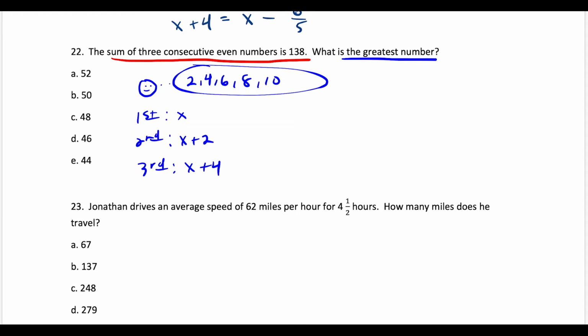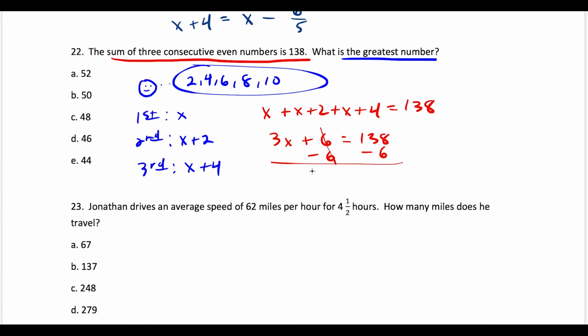So this is the same idea as the question from before, that the sum of these, so we add those together, so we have x plus 2 plus x plus 4 is 138. And now here, if we do x plus x, that's 3x, and then 2 plus 4 is 6, equals 138. Now just do minus 6 on both sides, and you've got 3x equals 132.